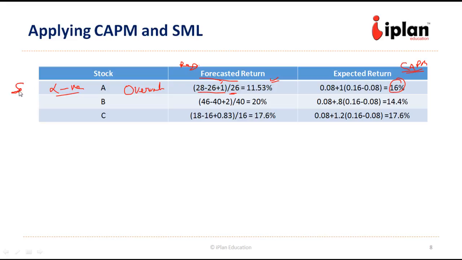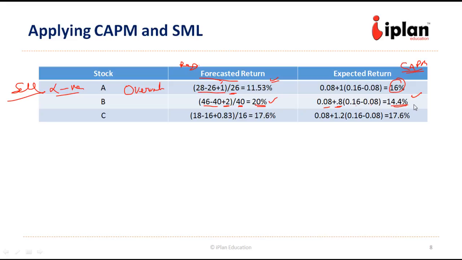Let us see stock B. The price is going to be 46. Currently it is 40. So a $6 gain here, plus $2 from dividend, divided by 40. So we get an $8 gain on $40, so 20% is the forecasted return. If we invest, we get 20%. Let us see what should be the expected return based on CAPM: 8% plus 0.8, which is beta, times 16 minus 8%. So we get 14.4%.